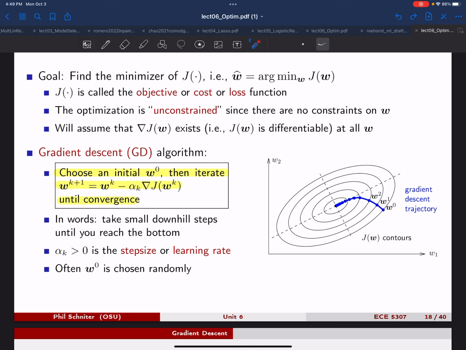That's worth asking, is there a way to pick a W0 that will never converge? Well, maybe we'll answer that in the next slide. What's going to be key is when this guy is small enough. It's not so much about the initial value, it's about how you move during the optimization. Okay.